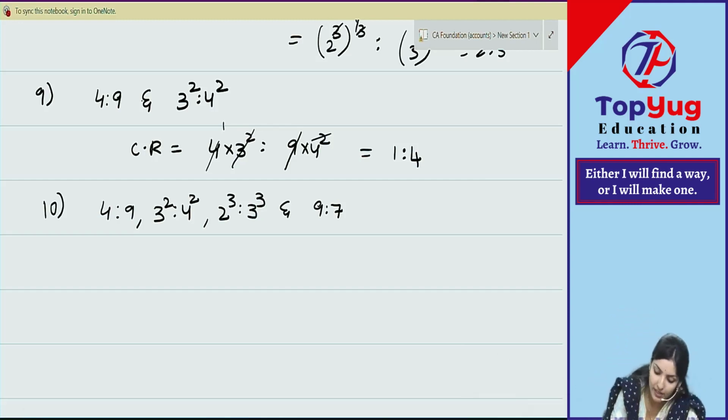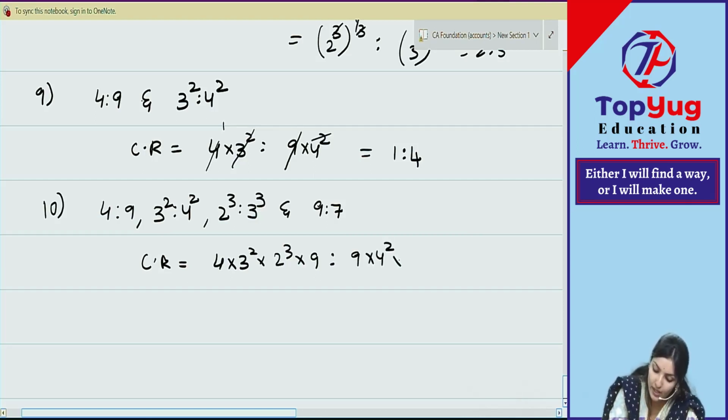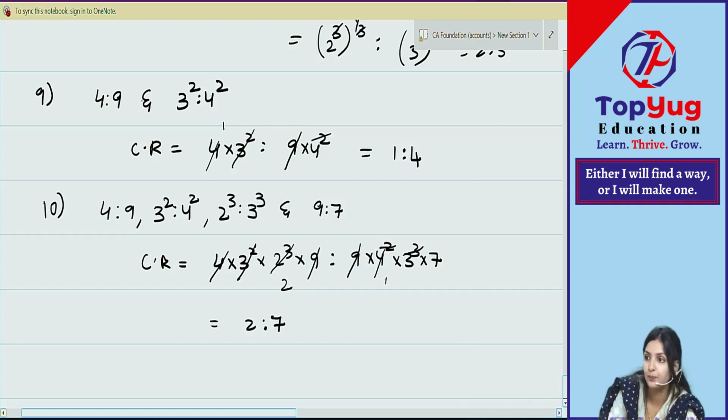Okay. So what we have to do, CR में product of first terms 4 into 3 square into 2 cube into 9 is to 9 into 4 square into 3 cube into 7. So basically I can cancel 9, and then I can cancel 3 square and 3 wala power I can cancel, and 4 I can cancel and 4 wala power I can cancel. So 4 bole to this would be 2, this would be 1. So what is the answer left over? 2 is to 7.